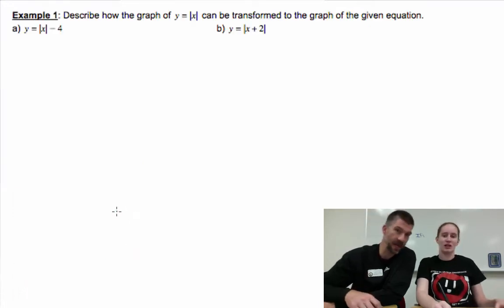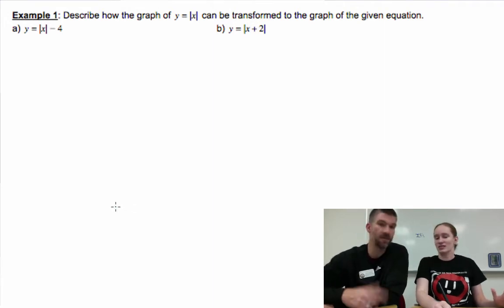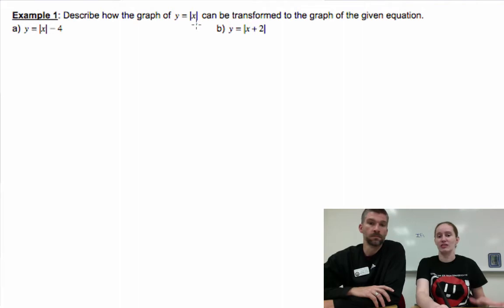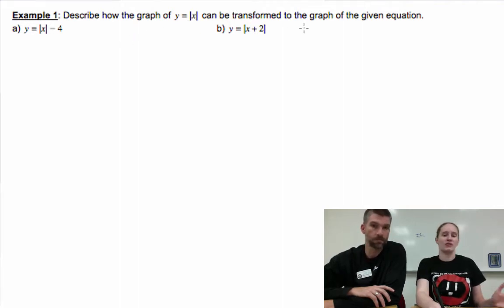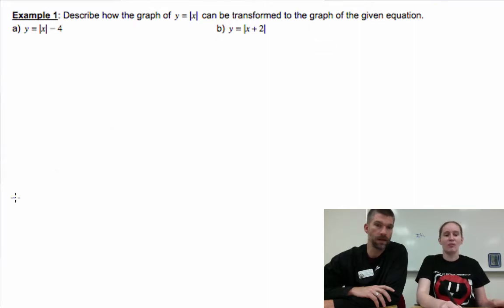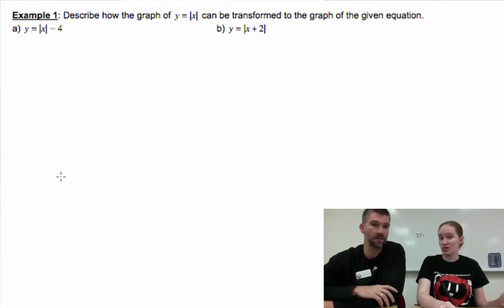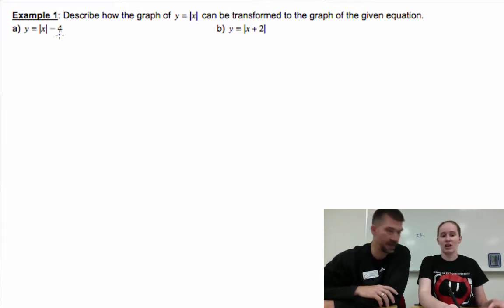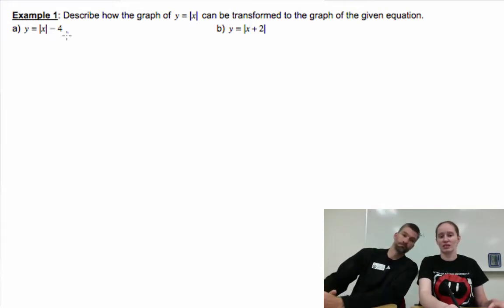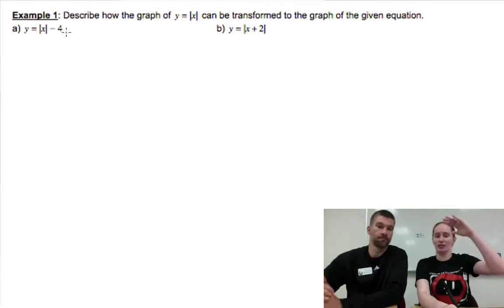Look, that looks like y equals the absolute value of x. So our parent function is the absolute value function. And we're trying to describe how the graph of this can be transformed to the graph of the given equation. It looks to me like that -4 part is not inside the absolute value. This is outside, which means it's affecting our up and down.